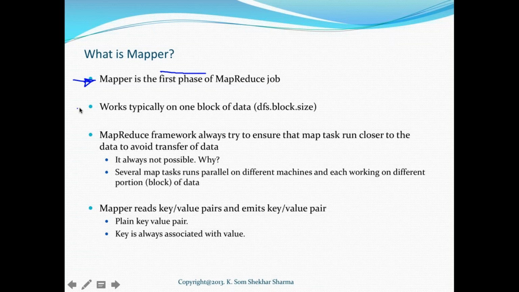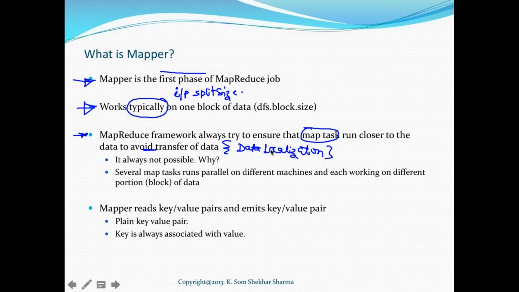We know now that it works typically on one block of data. The word typically, I believe, is now clear to everyone: you have the flexibility to change the amount of data that each map task is going to process, and that's what we covered right now in the last topic of input split size. A MapReduce framework always tries to ensure that a map task runs closer to the data to avoid transfer of data, or to achieve data localization. The data localization concept, again I want to reiterate, is applicable only for the map task, not for the reducer task.